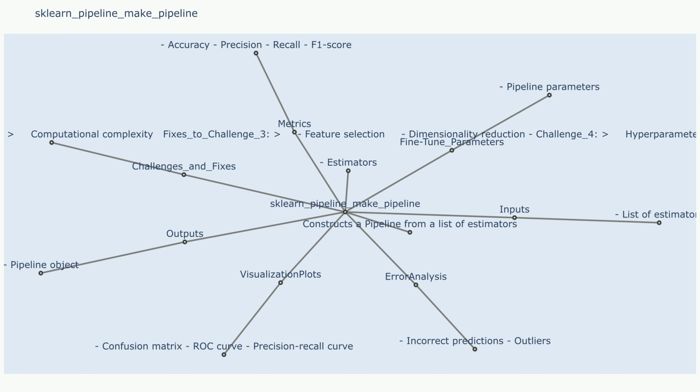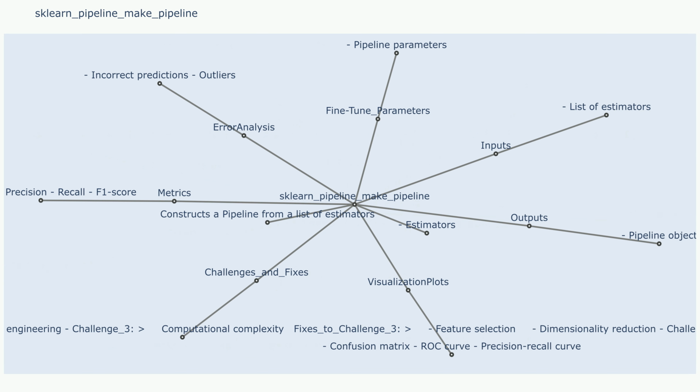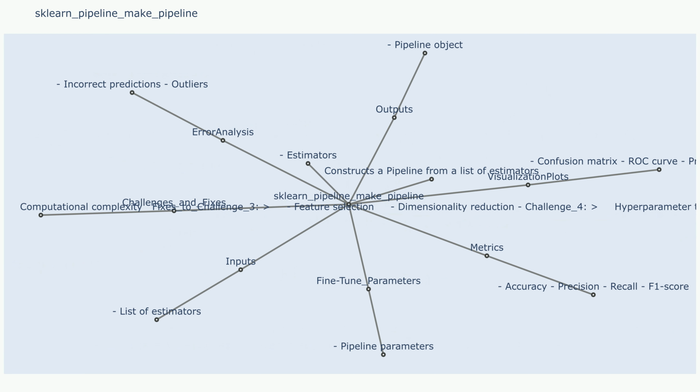sklearn pipeline make_pipeline. Description. The make_pipeline function in scikit-learn is a convenient way to create a pipeline of machine learning estimators. A pipeline chains multiple estimators together, allowing you to perform a sequence of operations like data preprocessing, feature engineering, and model training in a streamlined and automated manner.